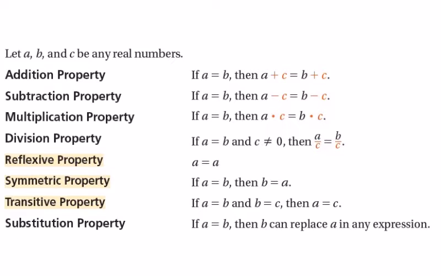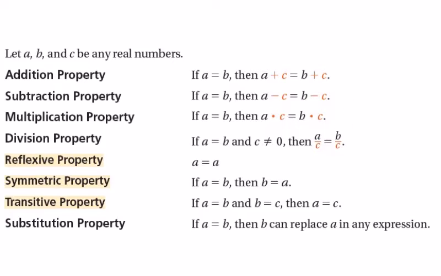The same thing with subtraction. We have the subtraction property of equality, so we can subtract the same thing from both sides and maintain equality. And then of course we have the multiplication property. We can multiply the same thing on both sides of an equation. And with the division property, as long as we're not dividing by zero, as long as this value is not zero, we can divide the same value on both sides of the equation and maintain the equality.